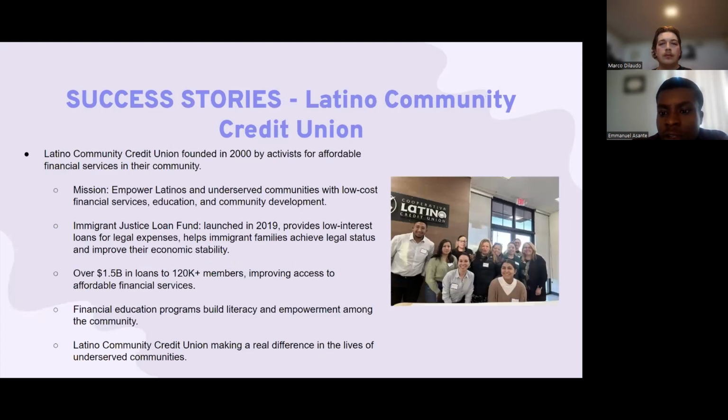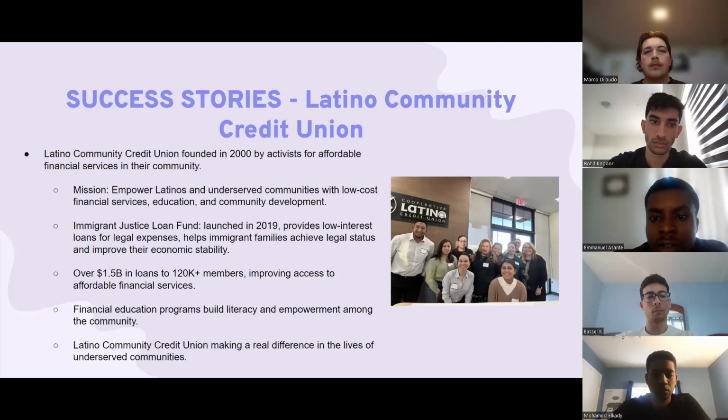So the Latino Community Credit Union was founded in 2000 by a group of Latino community activists who recognized the need for affordable financial services in their community. The credit union's mission was to empower Latinos and other underserved communities by providing access to low-cost financial services, financial education, and community development.